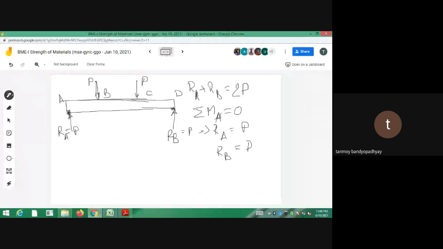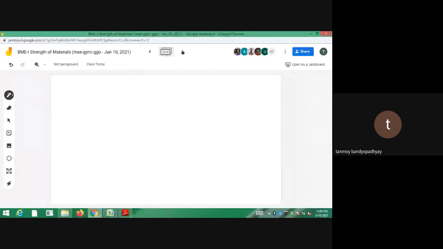Now let's find out what is the moment in the portion AB. Let us take a cross section somewhere in between of AB. Right now, let us take a section at a distance small x from the end A of the beam. So this is the end A of the beam. At the end A, I am having an upward force of capital P, and this is the cross section X.